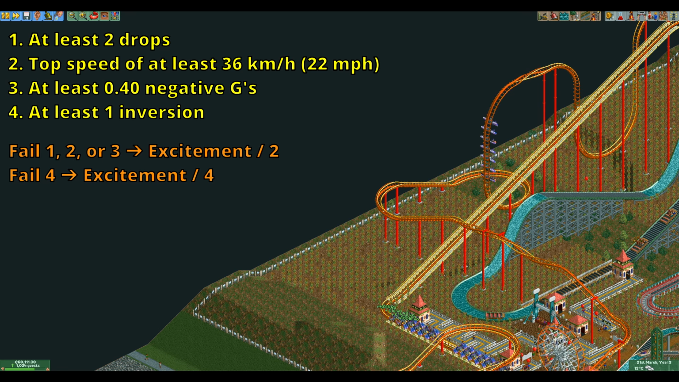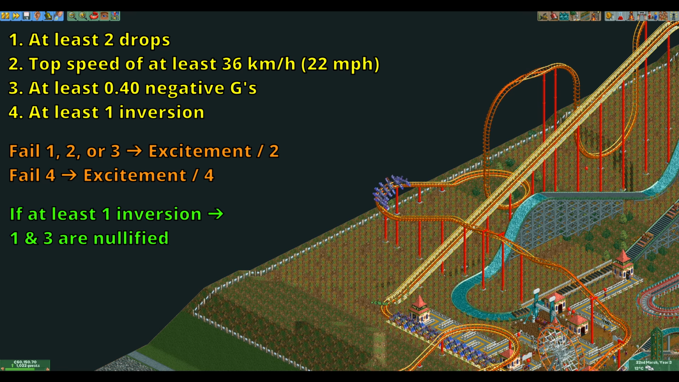If you do have at least 1 inversion, the requirements for the drop count and negative Gs are nullified. Since you need to have at least 1 inversion anyway because of the stat requirement for it, you can just ignore those 2 requirements and only focus on the maximum speed and inversion ones.